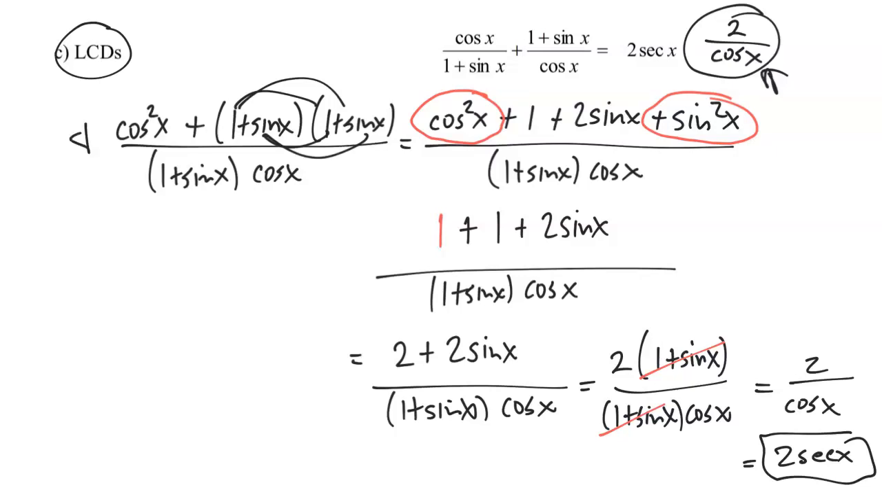Notice how I started with the left-hand side, and I worked all the way through to show that it equaled the right-hand side. Okay, here in letter D, I'm going to illustrate how trig conjugates work, and so I'm going to start on the right-hand side, which is cosine x divided by 1 minus sine x.